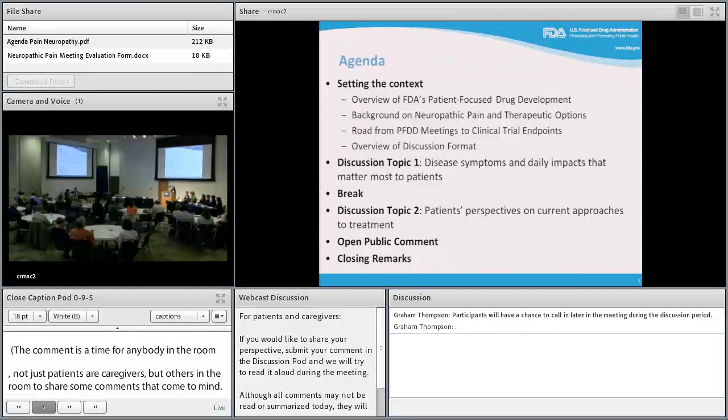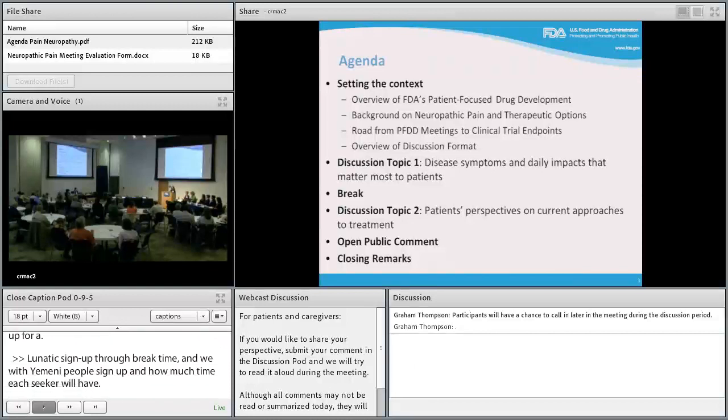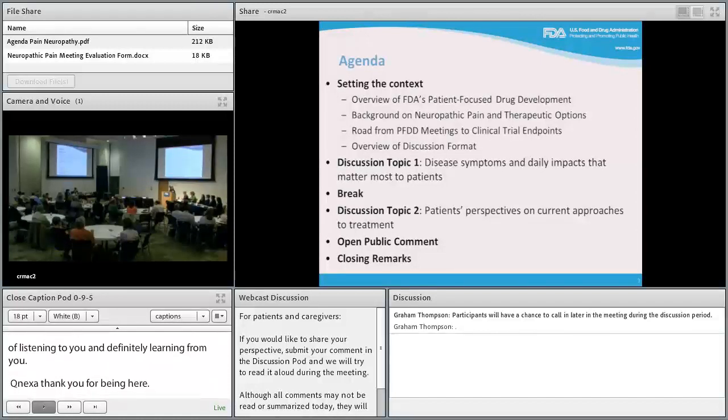You can see it's a pretty packed agenda, but it'll be a really, really great day of listening to you and definitely learning from you. So thank you for being here. What I'd like to do is quickly do a round of introductions. If I could turn to my FDA colleagues here, and if you could please state your name and your office.